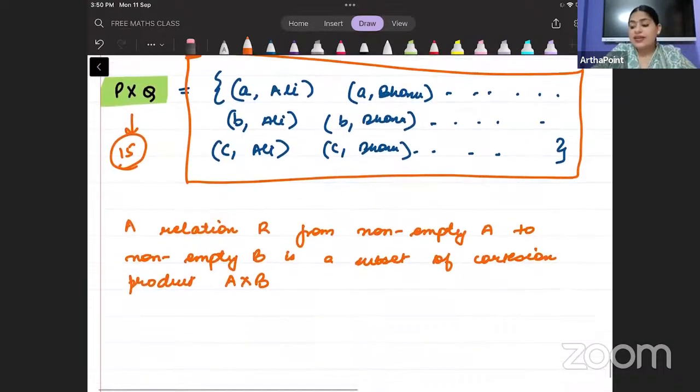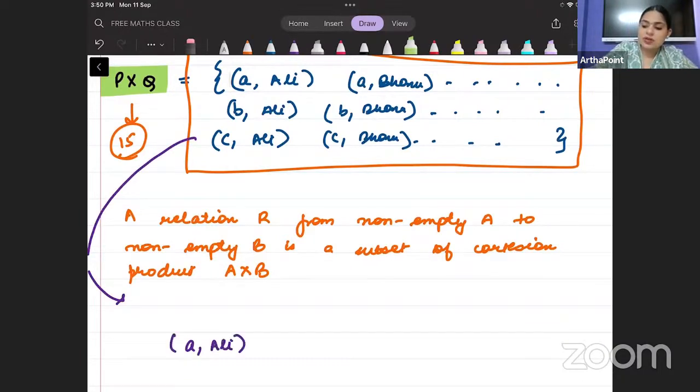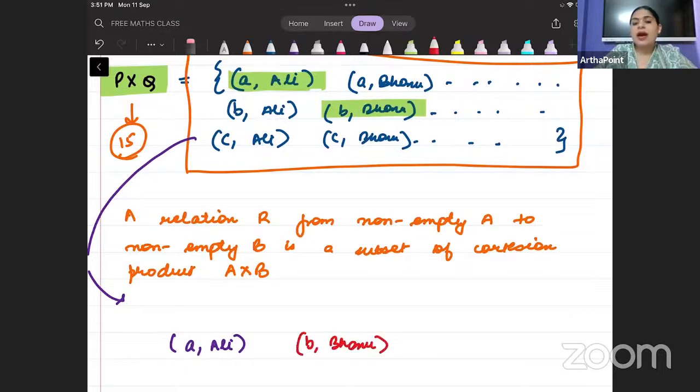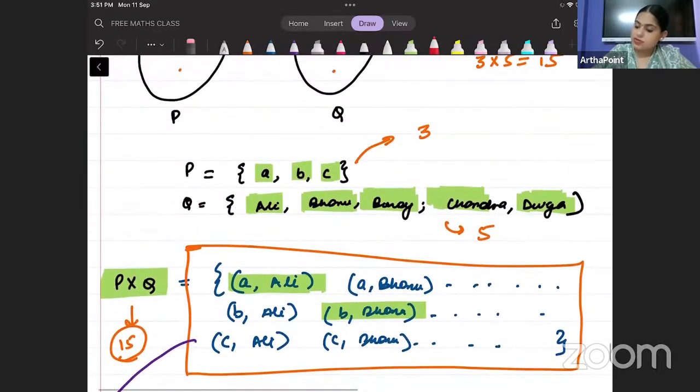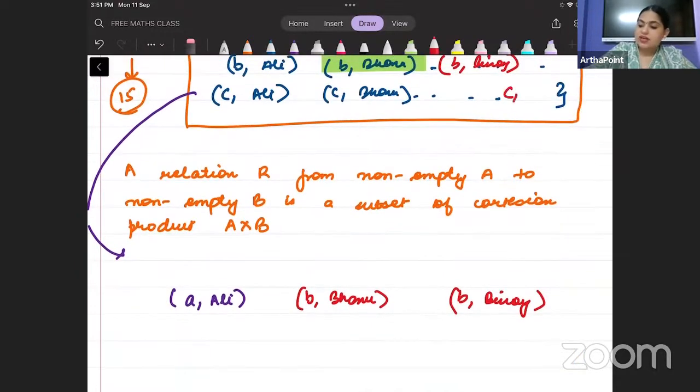Now, if I take a subset of this, meaning I don't take all of them, I take any subset. For example, from this I took one element, A comma Ali. Then I took another element, B comma Bhanu. Right? I took one more element, B comma Binoy, the third one. So I take that element also, B comma Binoy. And then somewhere here the last element would have been C comma Divya. I take that also.